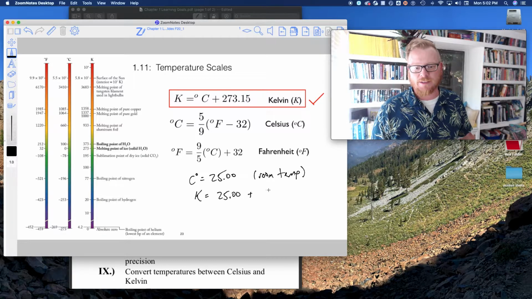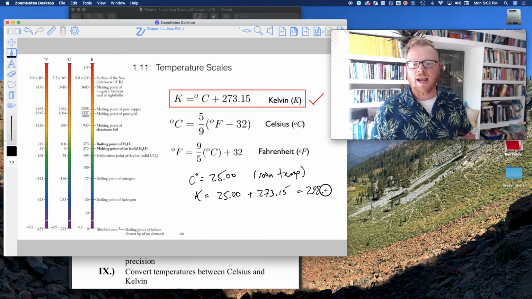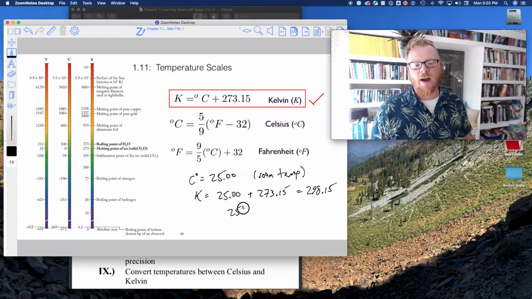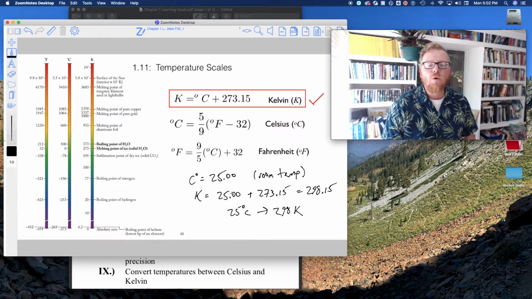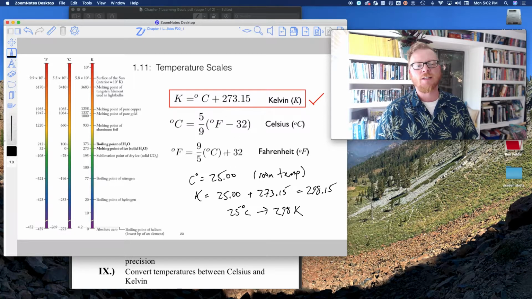25.00, 2 decimal places, plus 273.15, 2 decimal places, equals 298.15. But if I gave you 25 degrees Celsius and asked you to convert it to Kelvin, then look, there's no decimal places, so that means it would only be 298 Kelvin, okay? Now, what about conversions from Fahrenheit to Celsius?